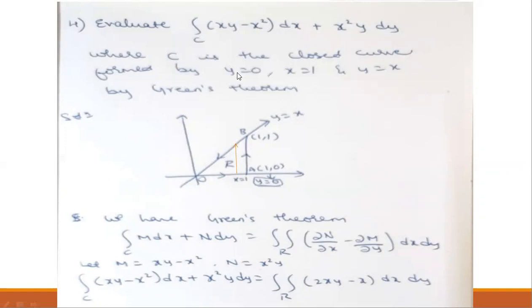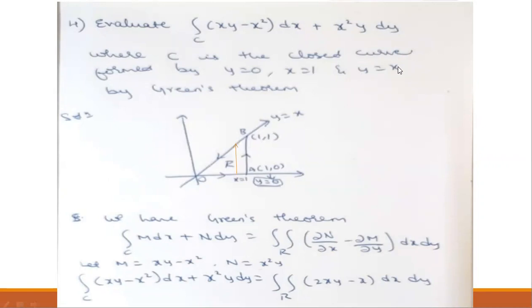So y = 0 means it is the x-axis, because on the x-axis the y points will be equal to 0. Next, on the positive x-axis, somewhere we shall consider the point x = 1. So here I am considering the point x = 1. On this point, if you draw a line parallel to the y-axis, then that line is called x = 1. So this is the line x = 1.